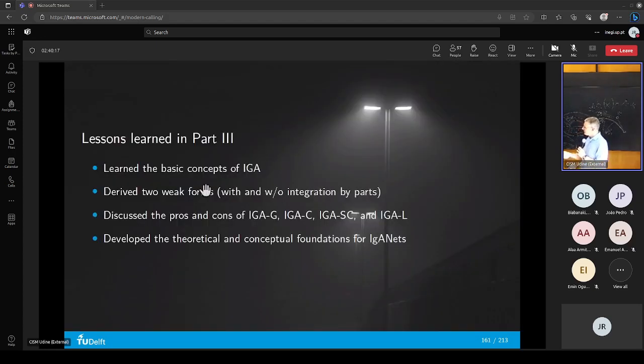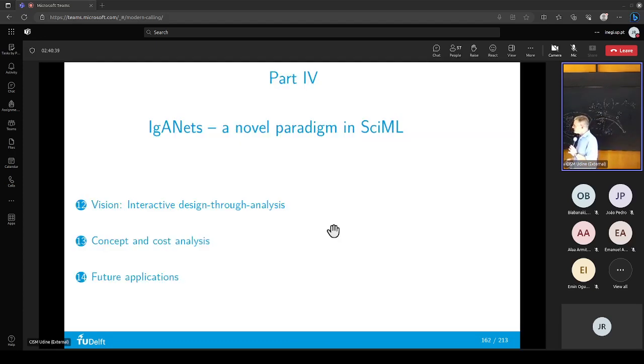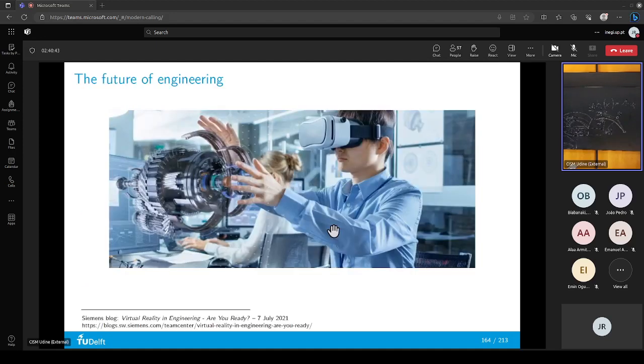So, a brief summary of this. I think we looked a little bit at IGA. We looked at the two weak forms, the one for Galerkin and the one for collocation. We looked at the different flavors of collocation. And basically the last flavor, the least squares one, is the theoretical underpinning of the IGA nets, which we will be talking about now. And let me start with the idea that we have.